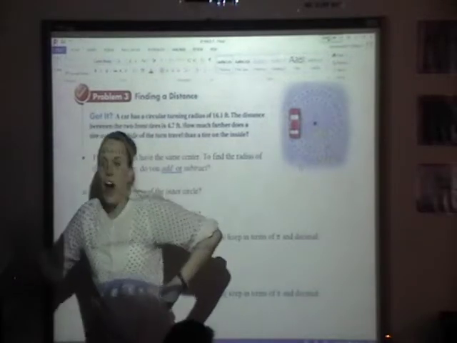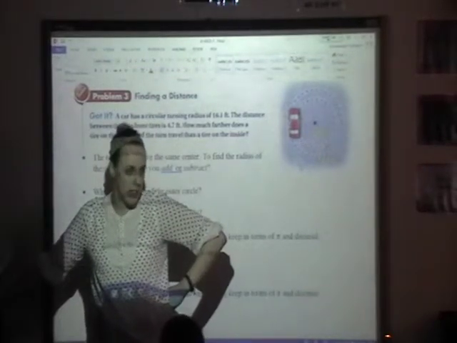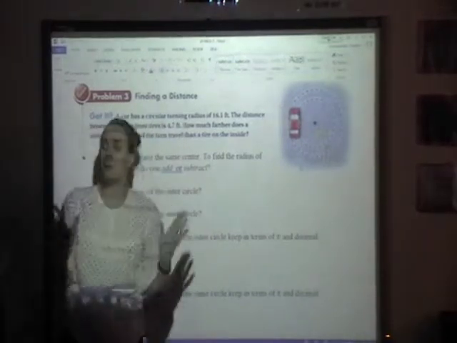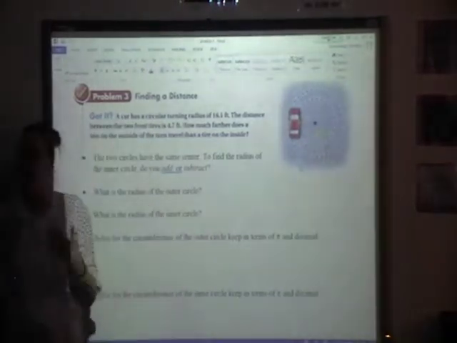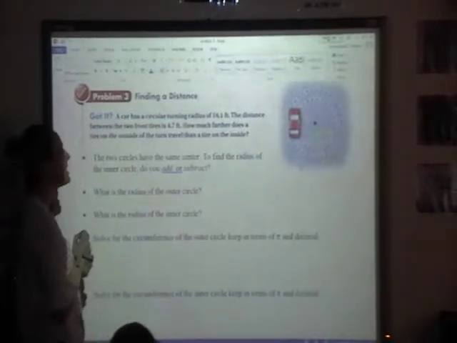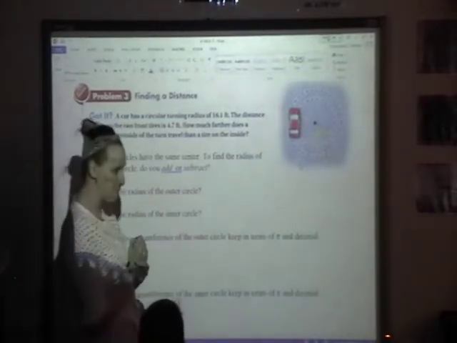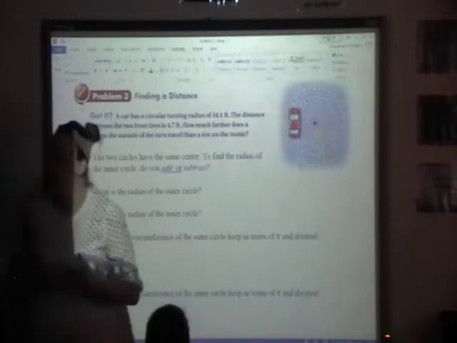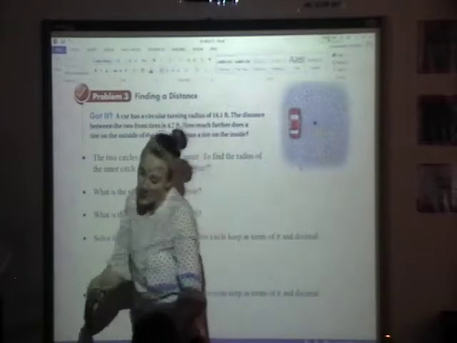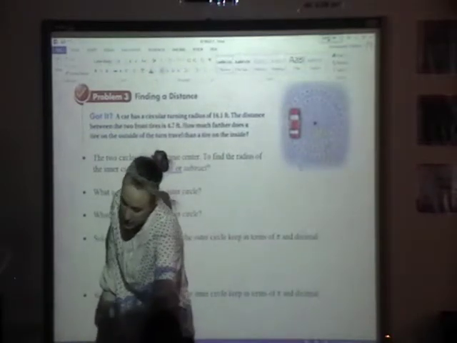So we are going to be finding the circumference, but we're going to be finding the circumference in a different way. So let me read the question and I'll kind of demonstrate how you guys think about it. It says, a car has a circular turning radius of 16.1 feet. So that's saying if I'm a car, I can turn in a complete circle going a distance from wherever the center would be 16.1 feet.